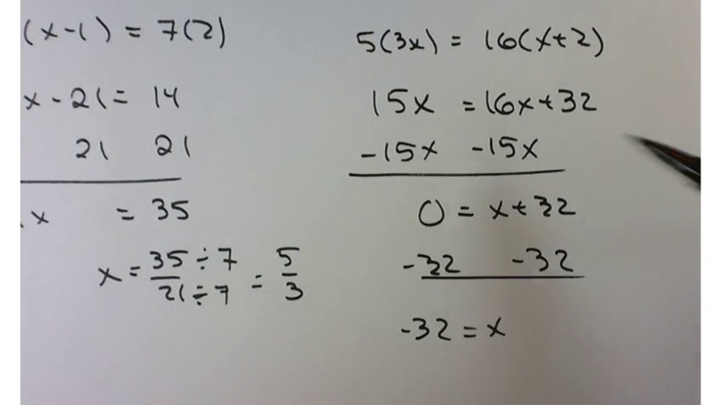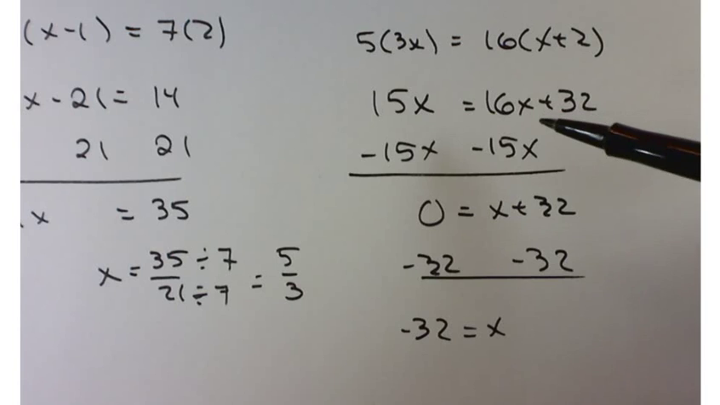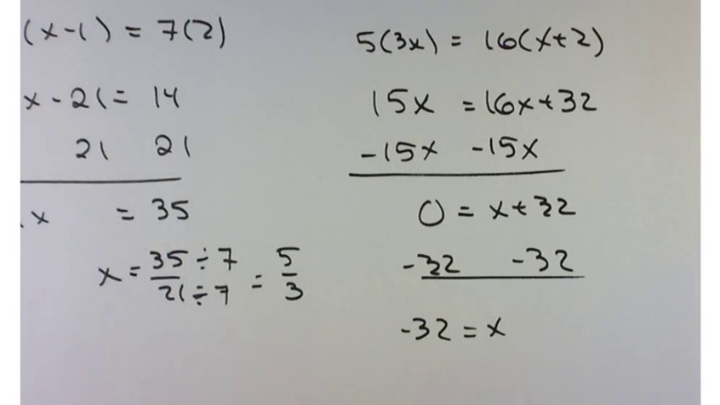The other way you could have done this is subtract 16x from both sides. Then you'd end up dividing by negative 1 to finish solving. That works as well. But how'd we do on problem 44?